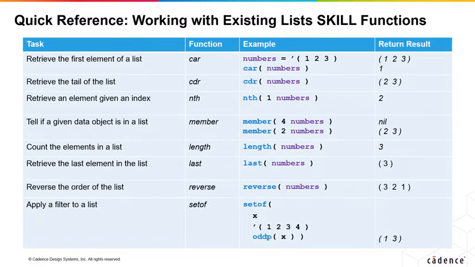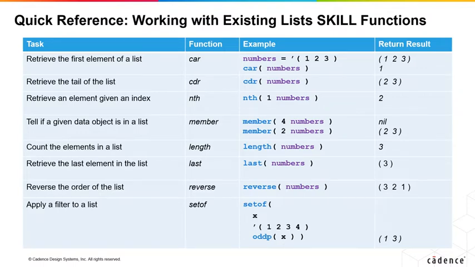Next, we want to take a look at how we would retrieve an element if we know the location in the list. In other words, we know the index of that particular item in the list. So one function we can use here is called nth. In the example here, we say nth, we pass in the list numbers as the second argument, and as the first argument we pass in the index.